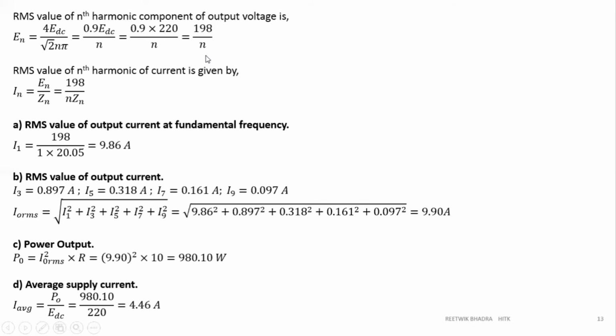What will be the harmonic component In? This you know, V by Z, so In will be En by Zn. That is 198 by n divided by Zn, which gives you 198 divided by n Zn. Now, the RMS value of output voltage at fundamental frequency.